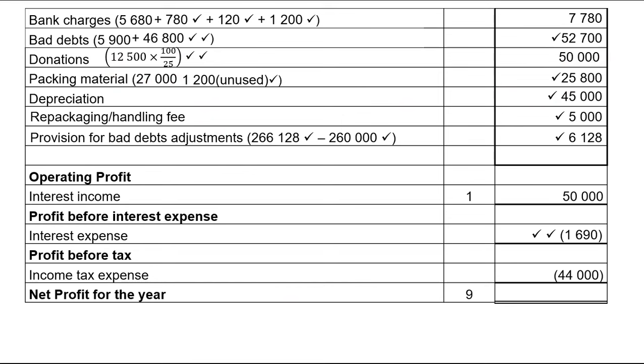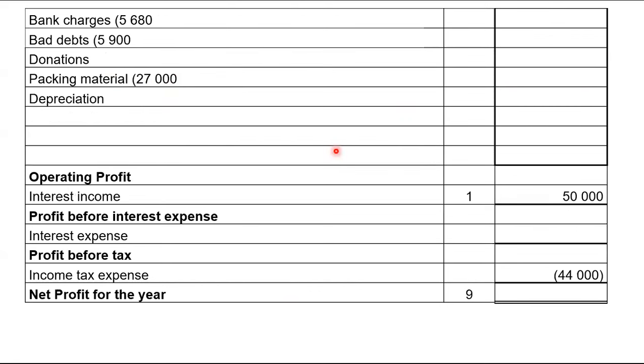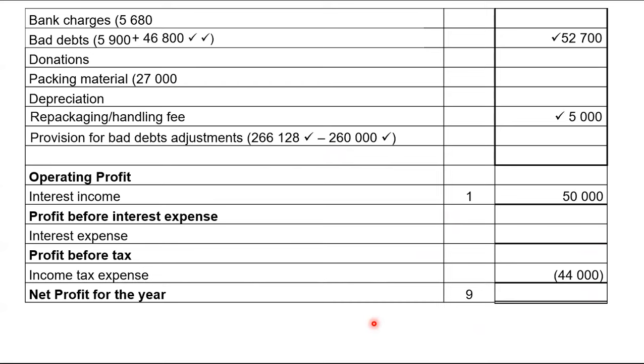That 1,200, we are minusing it from the purchased in order for us to get the used one. And the used one, as I've indicated, it is that 25,800. You subtract the unused. You don't subtract the used, you subtract the unused. Even in grade 12 right now, you have people writing 27,000 minus 25,800, and then they write that 1,200 as an expense.